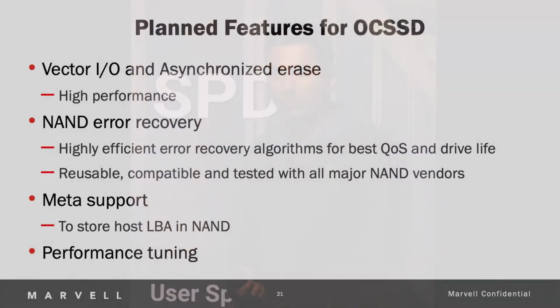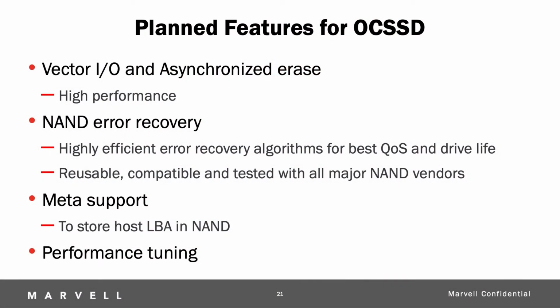Meta support: we would also like to store this meta information in the NAND so that the host can know the relation between where the actual data is and what the LBA is, so that it can do more advanced operations. We are trying to do this in the future. And then performance tuning: of course, there is a lot of scope to tune further to demonstrate. But the open channel specification is still a draft, and it has to reach more maturity to handle several conditions. We need to look into that more down the line.